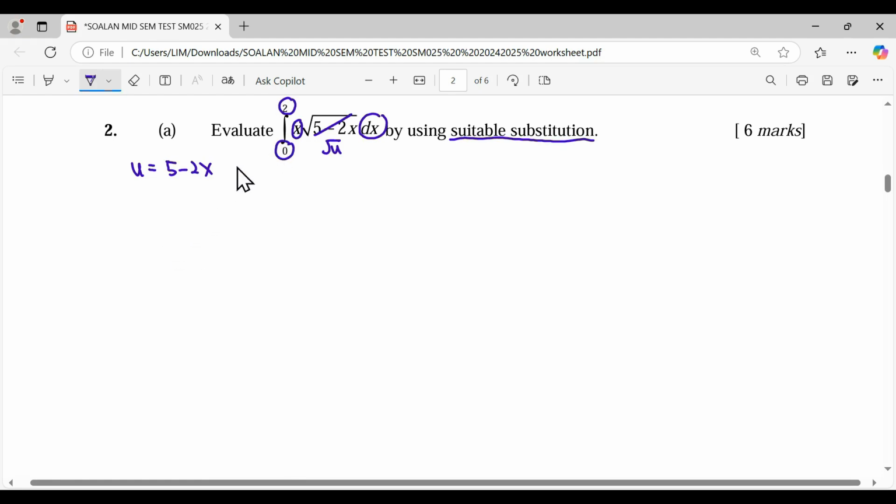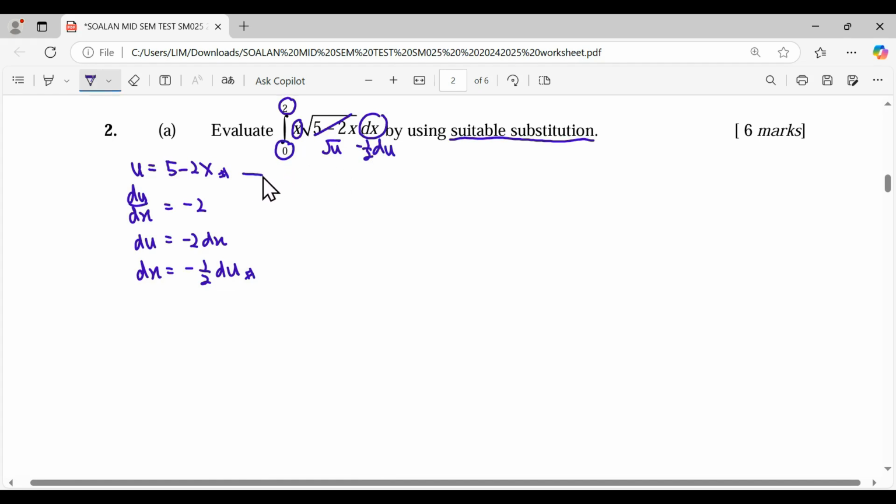So to get dx, we differentiate u with respect to x, we get negative 2. Then we do the cross multiplication. We can notice that the dx can be substituted with negative 1 over 2 du. So this is the first part, this is the second part. So this part we substitute with negative 1 over 2 du.